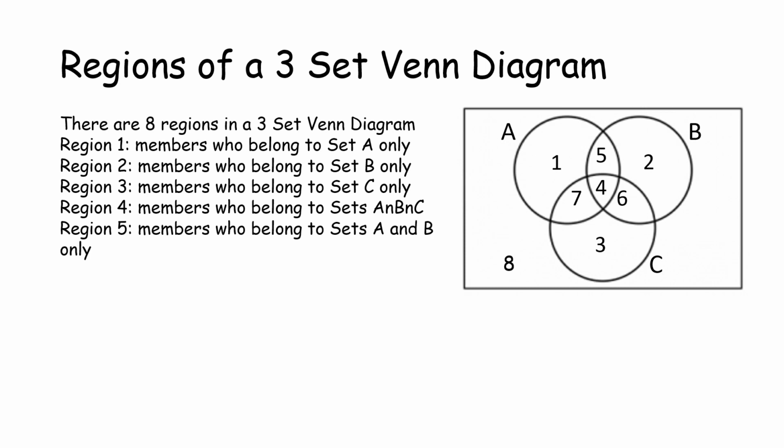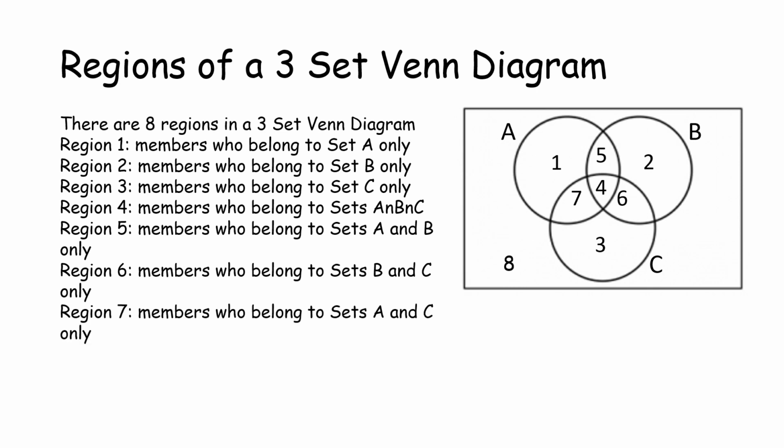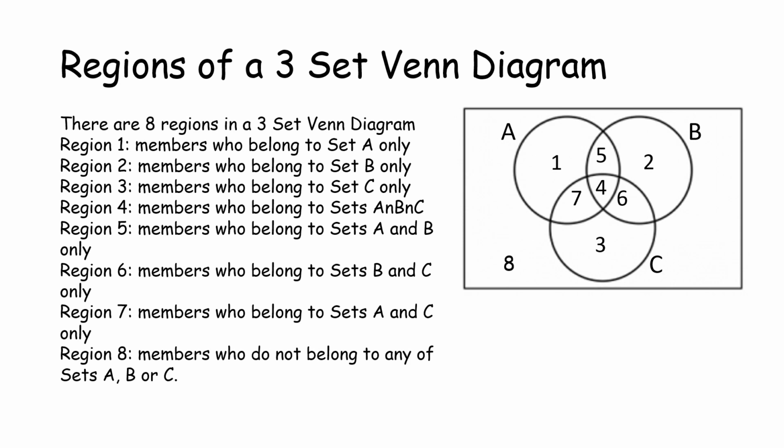Region 5 is made up of members who belong to set A and set B only. Region 6 is made up of members who belong to set B and set C only. Region 7 is made up of members who belong to set A and set C only. And Region 8 is made up of members who do not belong to any of sets A, B, or C. You can take some time to go through this diagram to make sure you've really understood.